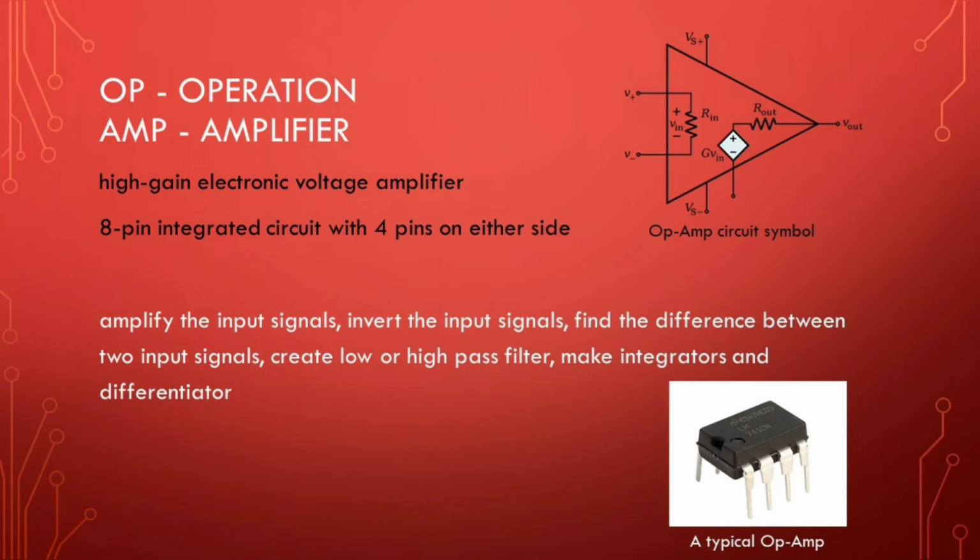Op-amp or operational amplifier is a high-gain electronic voltage amplifier. It is an 8-pin integrated circuit with 4 pins on either side. It is used to amplify the input signals, invert the input signals, find the difference between two input signals, create low or high pass filter, make integrators and differentiators. This is the op-amp circuit symbol. This is a typical op-amp.